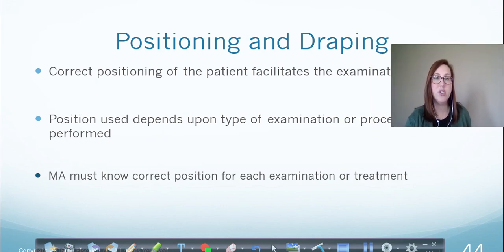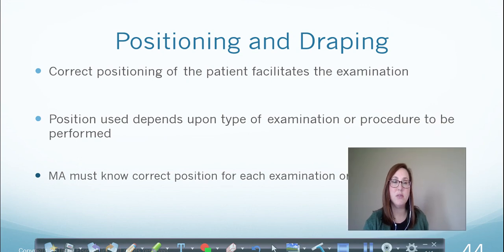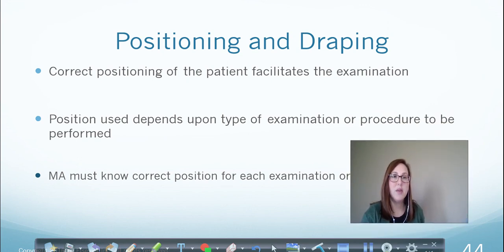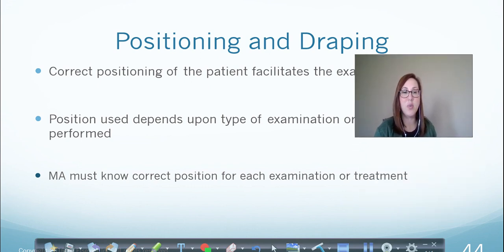So as we move on to positioning and draping a patient, correct positioning of your patient facilitates the exam for the physician. What position you put that patient in depends on the exam or procedure that you're going to do, and it's important that you know those positions to put the patient in for which type of exam or treatment. It allows for better visualization of whatever exam is being done, and that draping is important. Because it provides warmth and modesty for the patient.